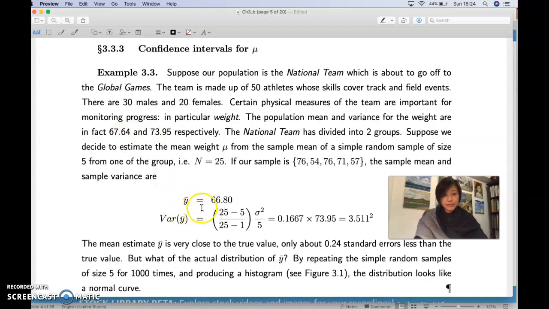And if we keep repeating collecting samples from the population, we actually could have a distribution of the y bar, right? With the distribution of the y bar, we can see the variation of our sample mean is 3.511 squared. Using that variance, we can take the square root of that variance. It's called the standard error.